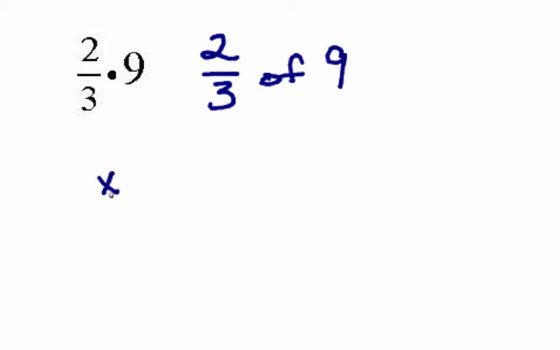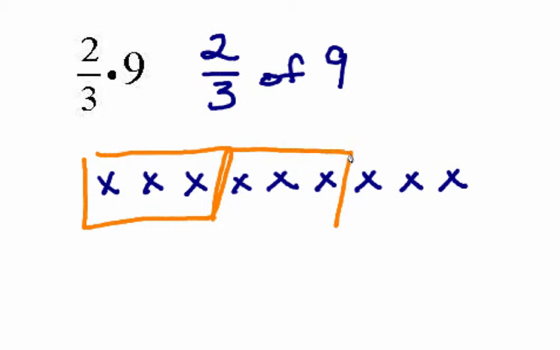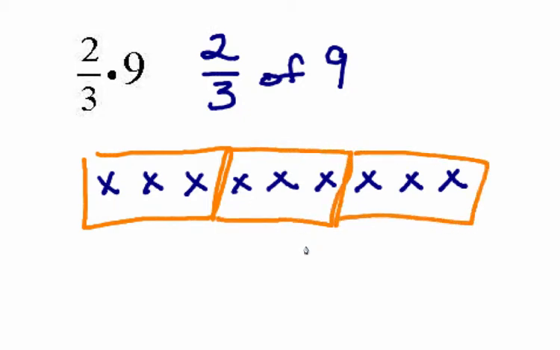Our next example says 2/3 times 9. And remember, we can think of that as 2/3 of 9. Well, if I have 9 things, I'm going to write them as x's. 5, 6, 7, 8, 9. I want 2/3 of them. So I'm going to split this into group thirds. I want to split it into equal groups of 3. Well, here's one group of 3. Here's a second group. And here's a third group. 9 can be split into 3 even groups of 3.